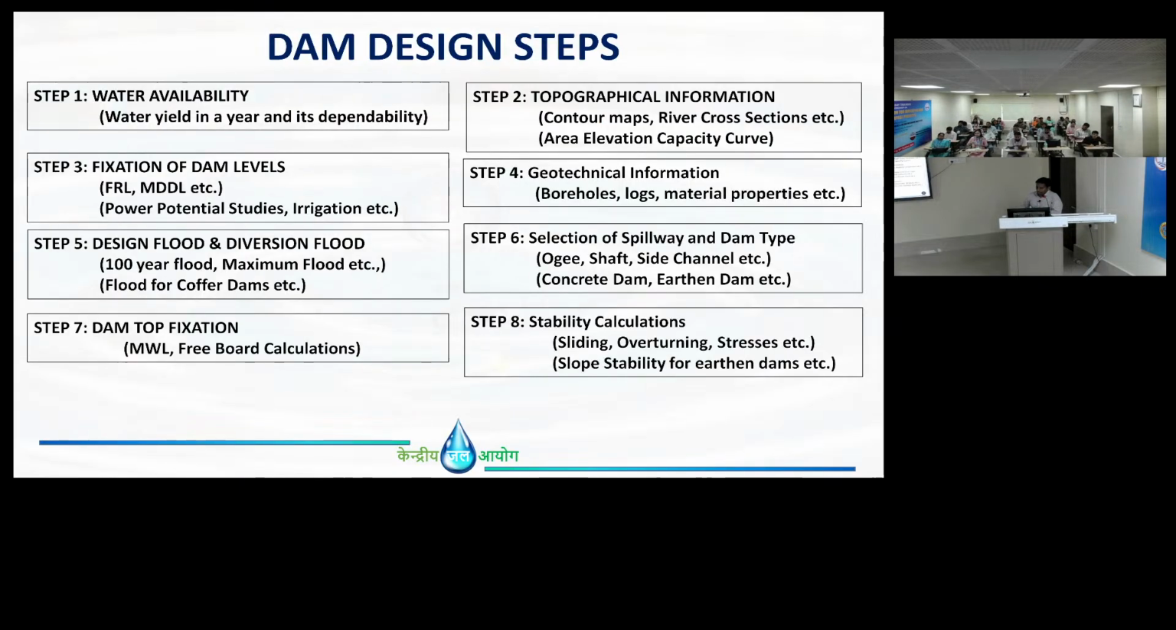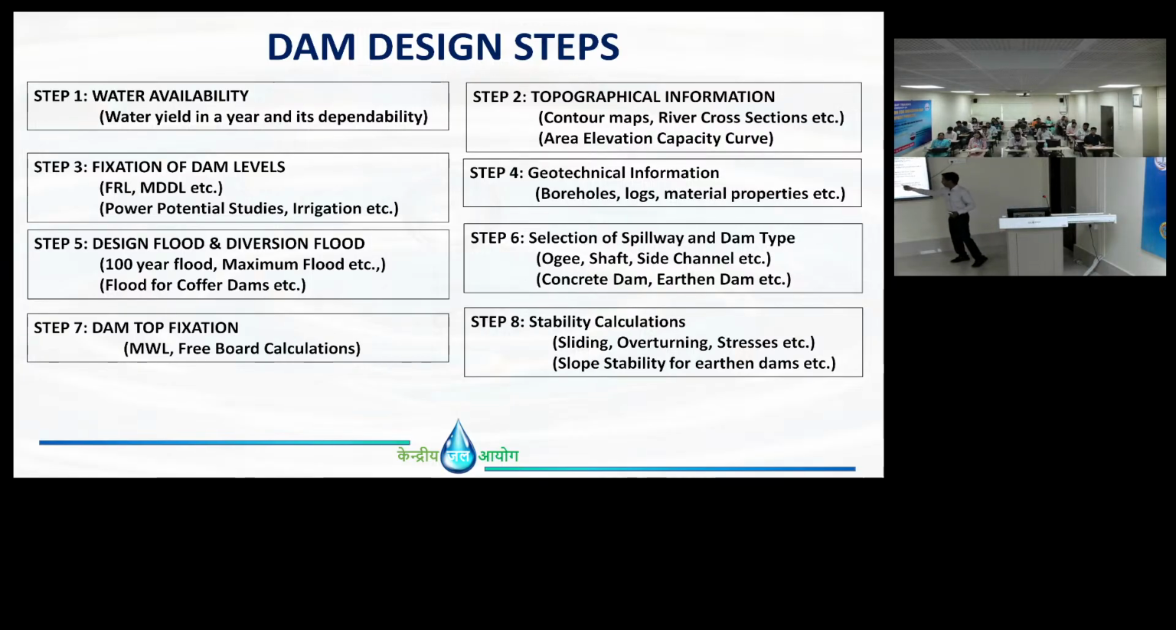Now what will be the next step? Stability. If you see this concrete dam, or even an earthen dam, the section we have almost finalized, right? This is our top level, this is our bottom level. So what do we have to do now? If it is an embankment dam or earthen dam, we have to do the stability analysis to finalize the slopes. So we have to do the stability calculations.